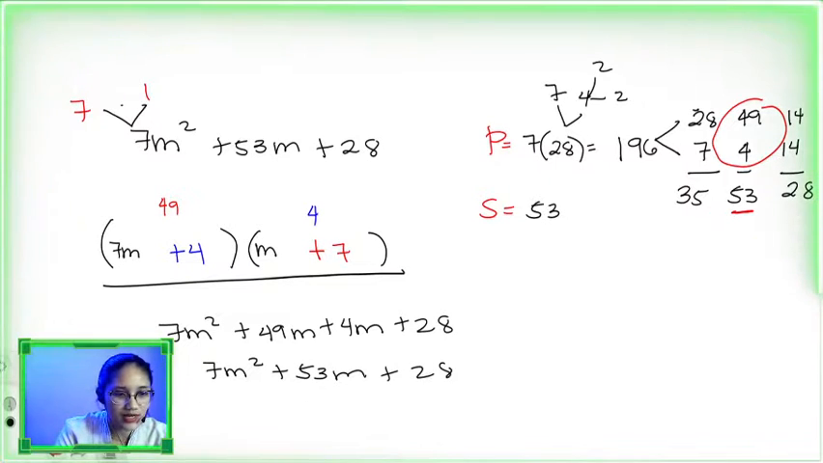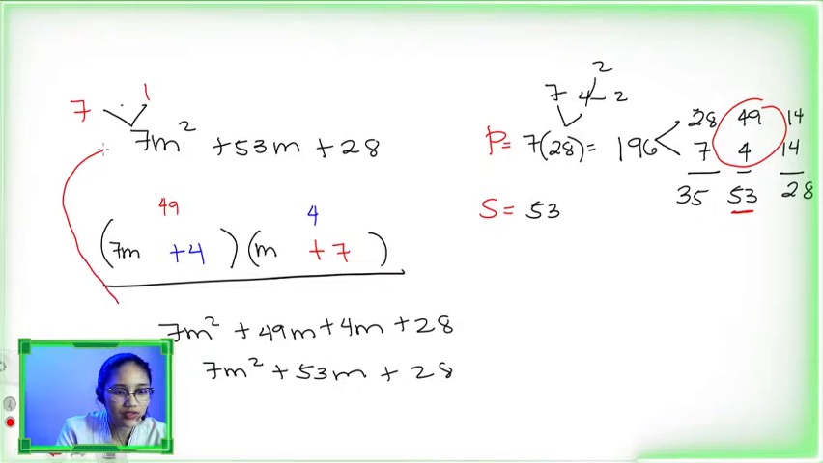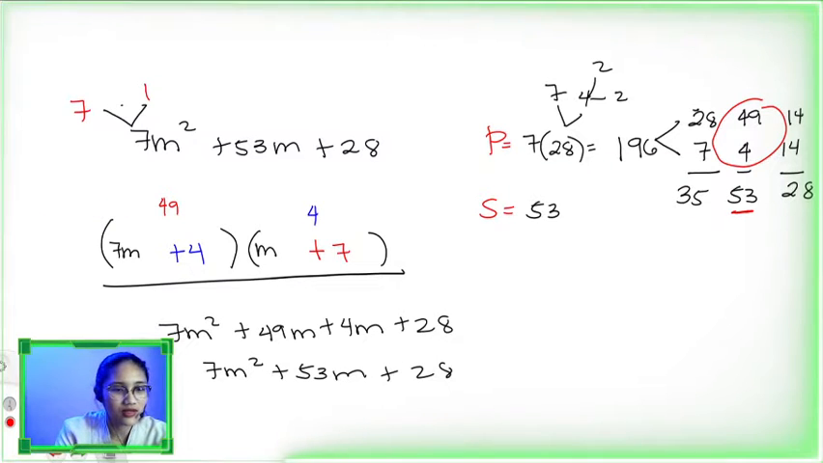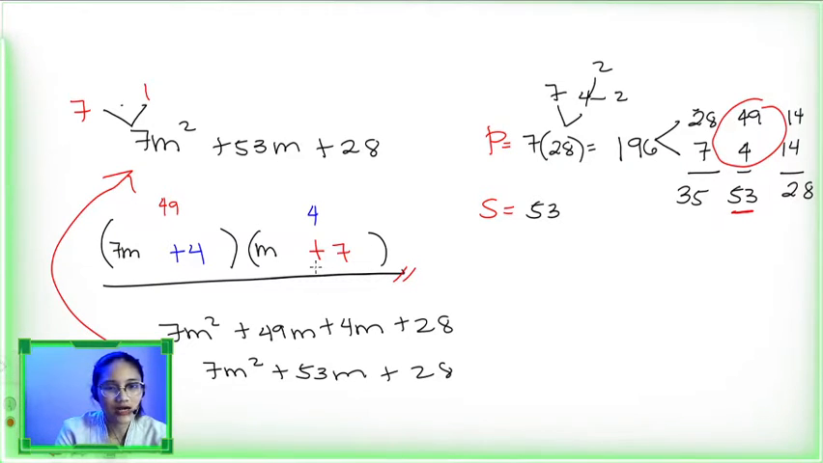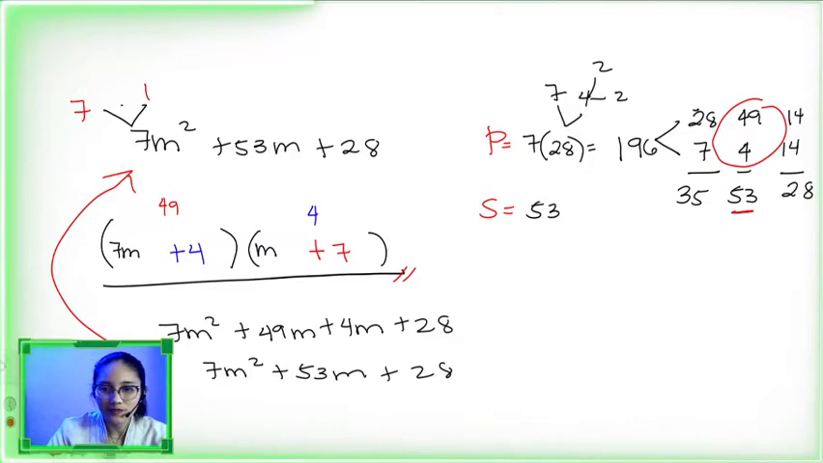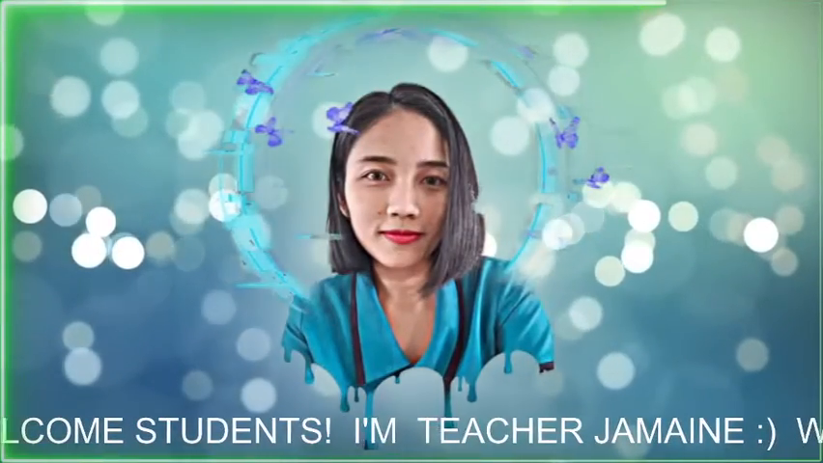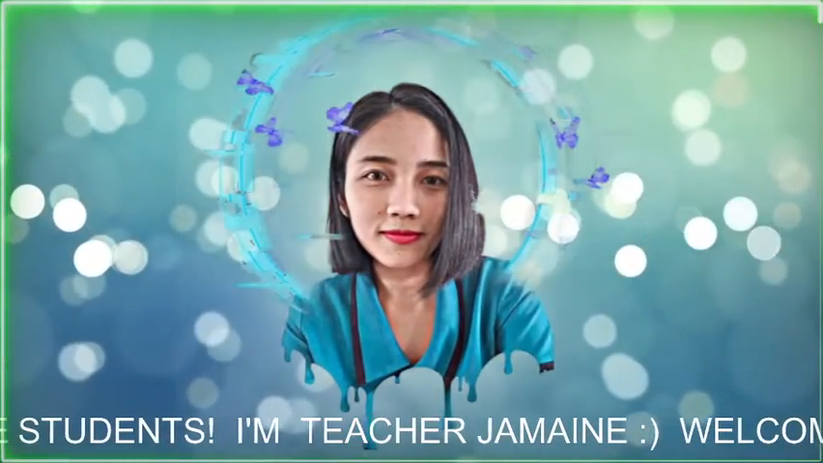So, nakita naman natin that itong given, tsaka itong final method natin, parehas lang. So, that means, itong factor na to ay correct. So, that is how we factor trinomial. So, yun lang po. Sana ay may natutunan po. Thank you.